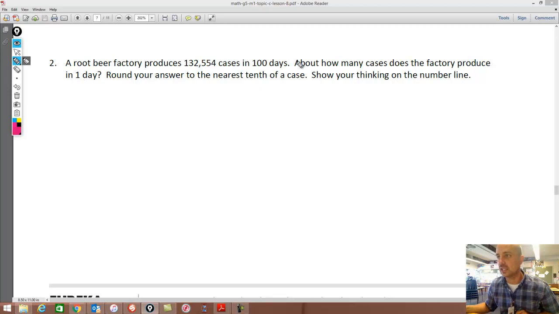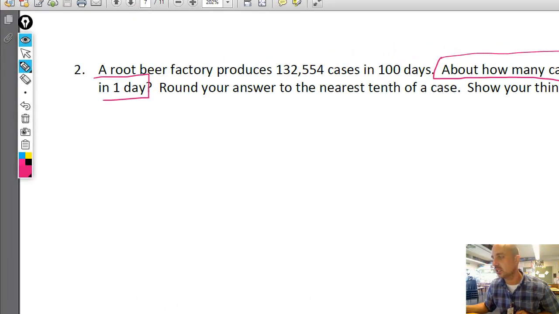Okay, so that's asking us a question. This is part one of the question right here. How many do they produce in just one day? Okay, that's what we've got to figure out. And it's asking us to round our answer to the nearest tenth of a case and show my thinking on the number line. Okay, if it's doing this in 100 days, then how many is it doing in just one day?